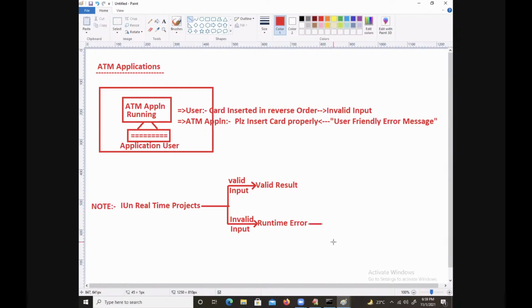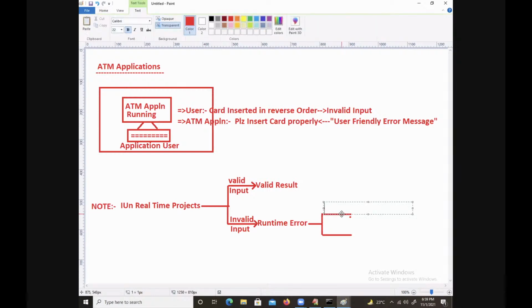By default, what is occurring programmatically? I just want to write it, so I am writing here. By default, we are going to get which message? By default, we are getting technical error messages. Keep in mind, technical error messages.